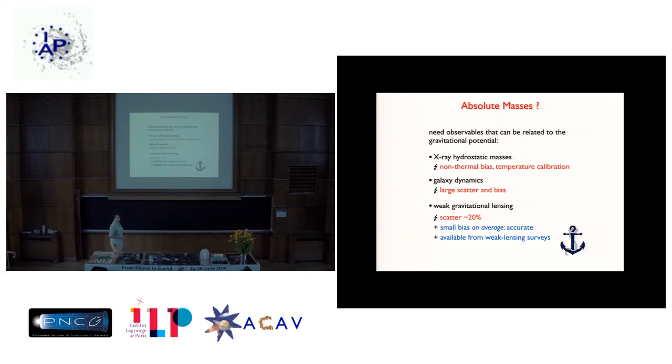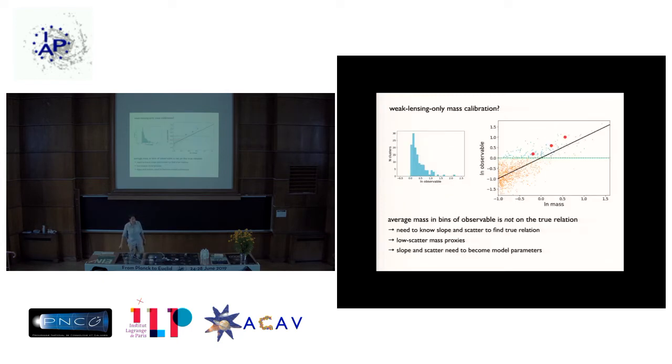Okay, so we're going to go with gravitational lensing as our anchor, because these other two have issues. A big argument for using weak lensing is also that it comes with a bunch of surveys. It's going to come with Euclid, with LSST, and it comes with the CMB surveys. So you could say, okay, do we still need those X-ray measurements? Yes, we do. If you play the thought experiment, can we use only weak lensing?